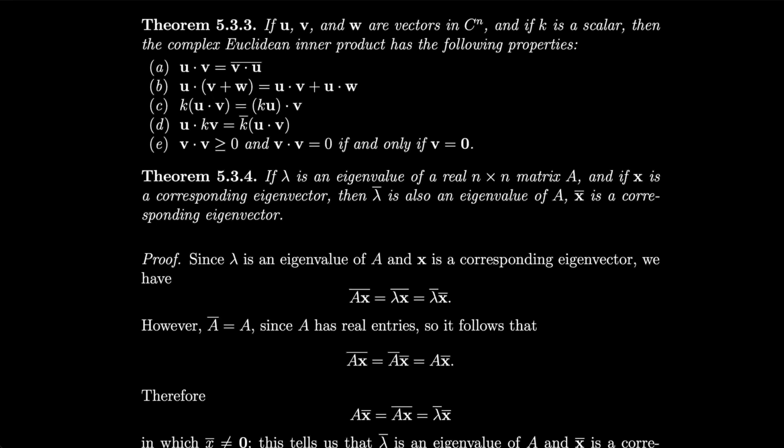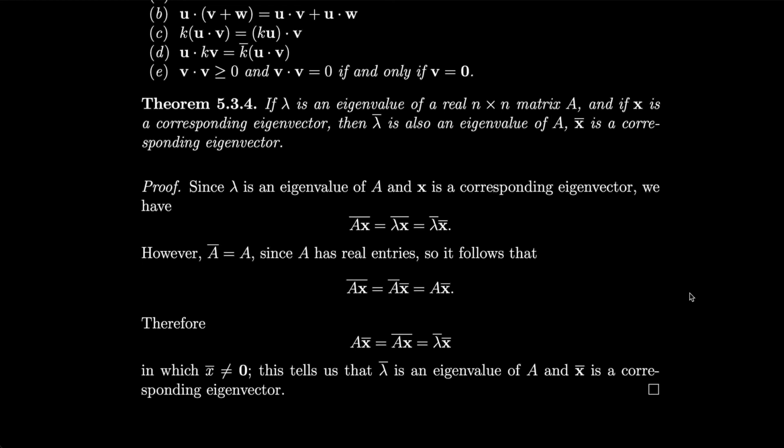If lambda is an eigenvalue of a real n by n matrix A, and if x is a corresponding eigenvector, then the conjugate of lambda is also an eigenvalue of A. x bar is a corresponding eigenvector. Let's prove this real quick. Since we're assuming lambda is an eigenvalue of A, we want to now show that the conjugate is also an eigenvalue.